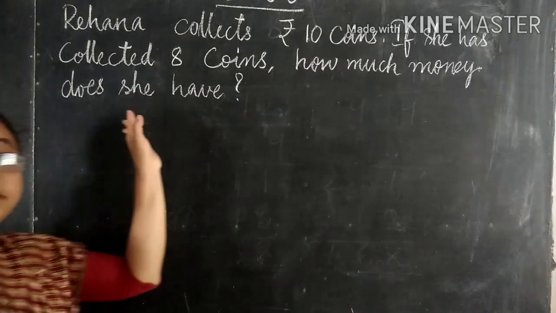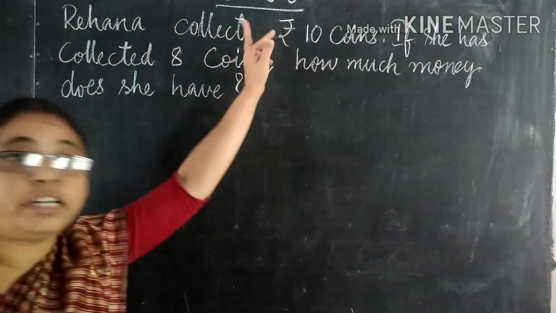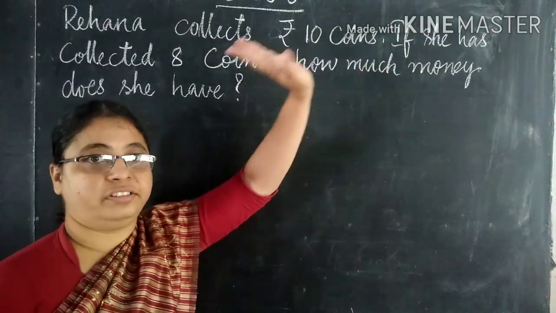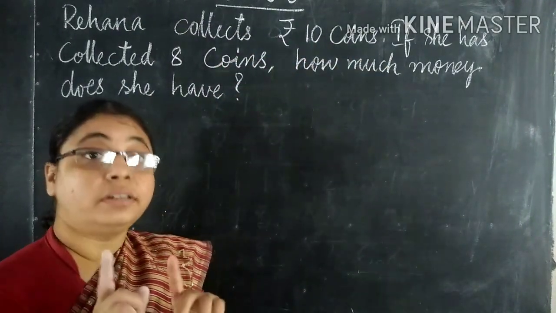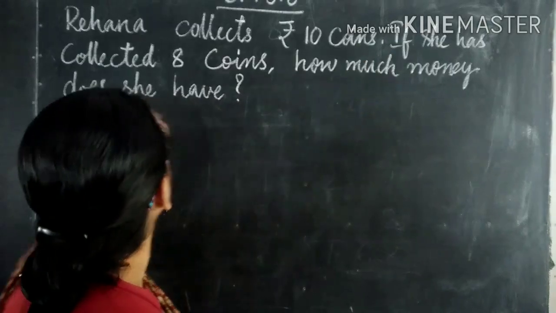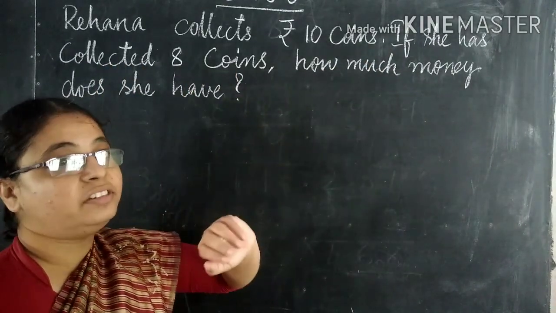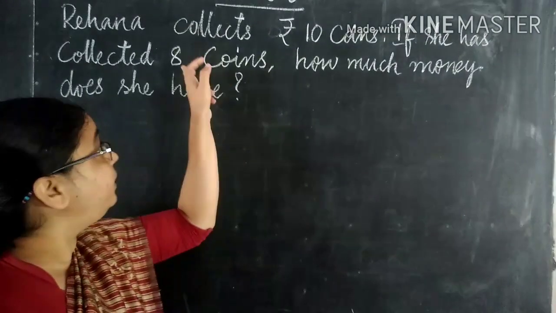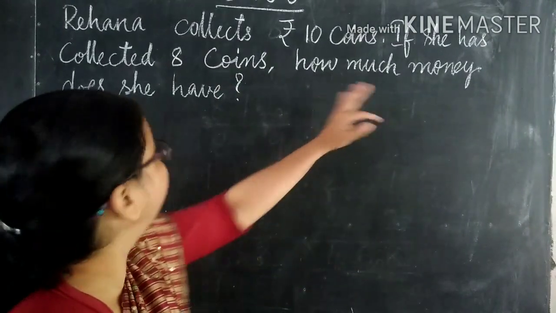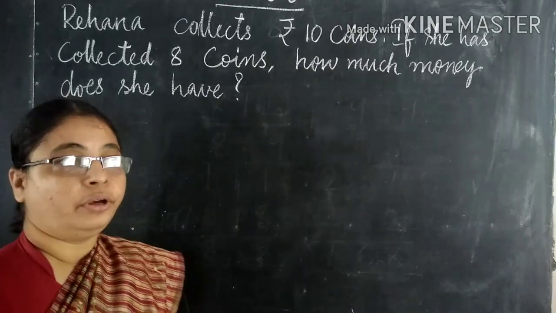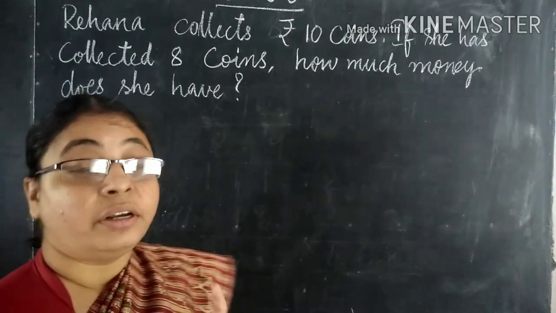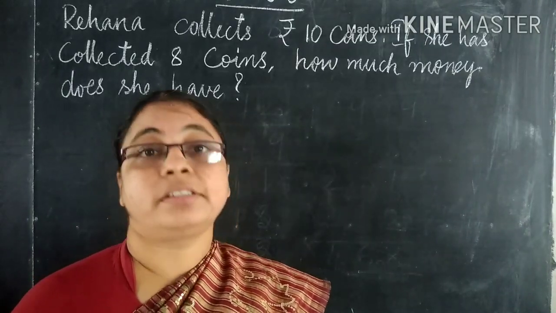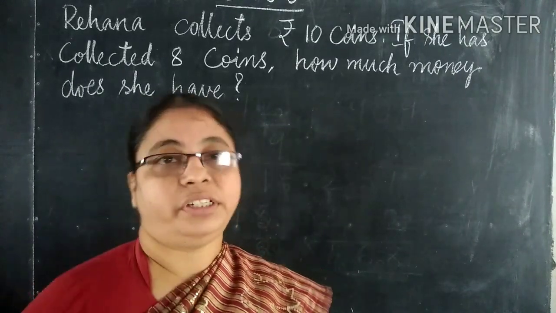If you look at this sum, children, this is from exercise 3.8. Rahana collects 10 rupees coins. Which coins? 10 rupees coins. If she has collected 8 coins, how many did she collect? 8 coins she collected. How much money does she have? 10 rupees coins are there. How many are there? 8 are there. Now they are asking us, how much money does she have?